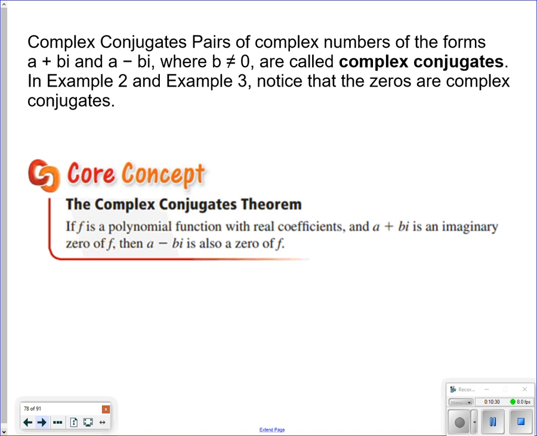Next thing we have to talk about is what's known as the conjugate. Just like before when we talked about irrational answers coming in pairs, imaginary answers come in pairs. So if there's an a plus bi, then the conjugate must also be true, where a minus bi is also a solution.